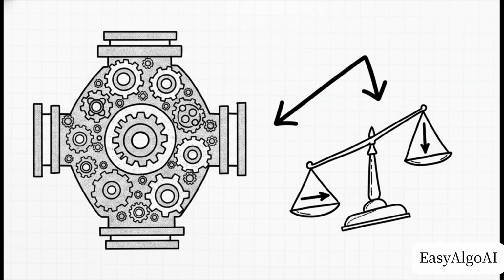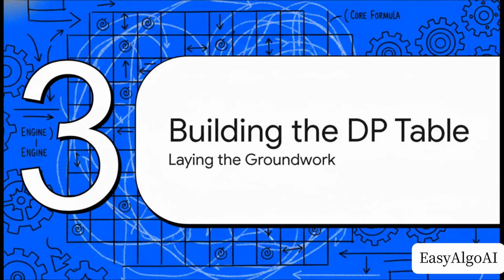If they're different, it's the maximum of moving forward in string 1 or moving forward in string 2. This formula is the engine that fuels our entire dynamic programming approach. Section 3, building the DP table and laying the groundwork.